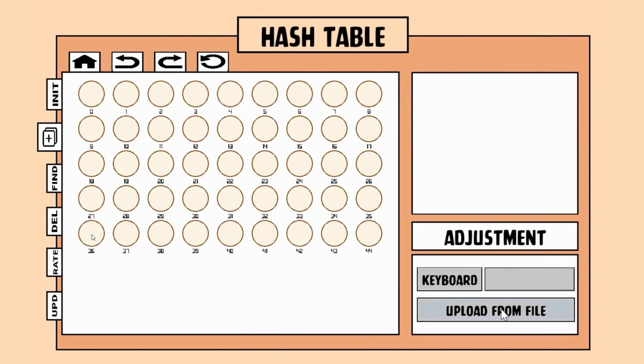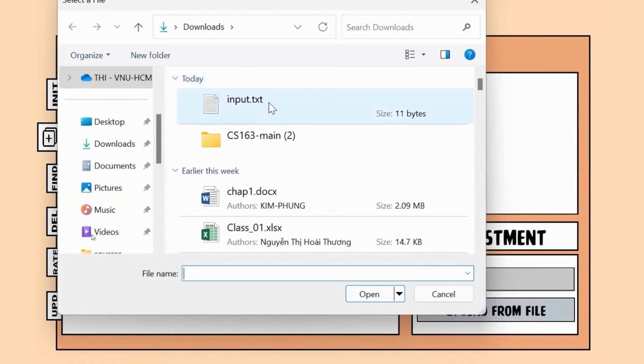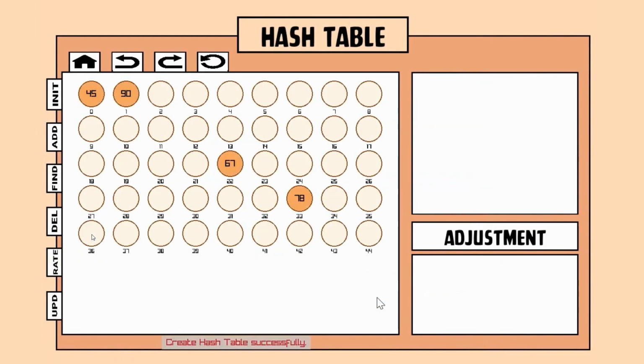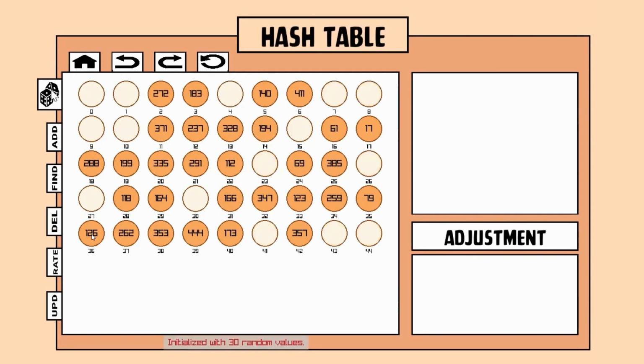Now I will click upload from file. The window will appear and I will choose the input TSV that I have saved before. Open it and the four values will be inserted into the hash table. Another way to insert values into a hash table is to use the init button. When I click this button, values will be randomly filled into the nodes of the hash table. Again, I will initialize with random values.